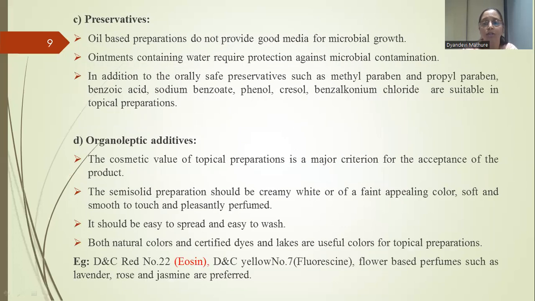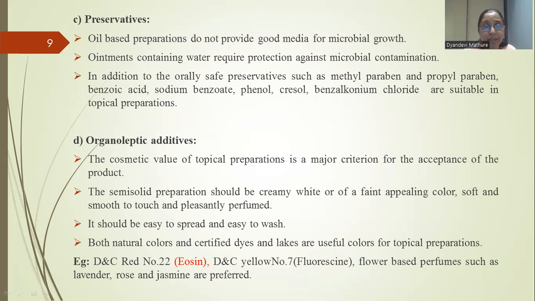Now after antioxidant, again we have said that along with oil, your ointment also contains water. Okay, so whenever there is water in a preparation, we know that there are chances of microbial contamination, as water is the main source of microbial contamination, or it is a good media for microbial growth. So whatever ointment contains water instead of oil, they need addition of preservatives.